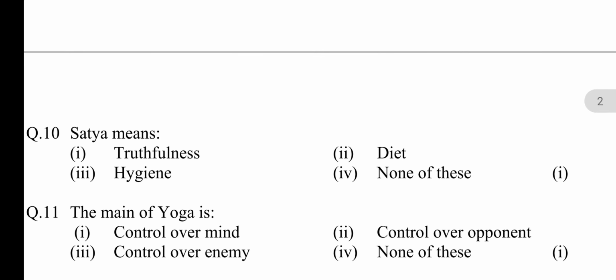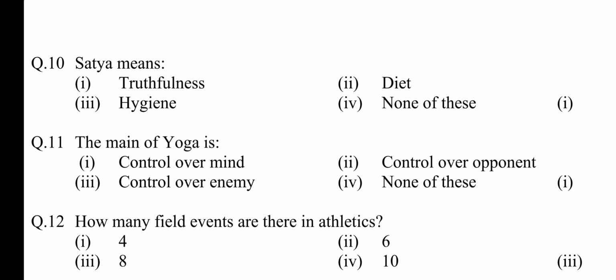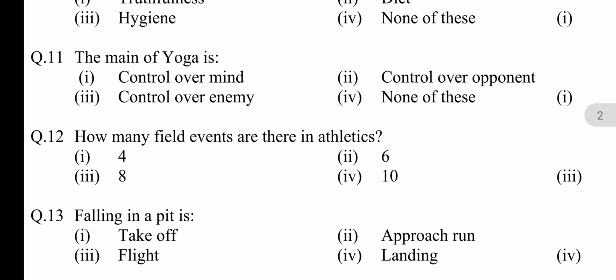Question number 10. Satya means option first, truthfulness. Second, diet. Third, hygiene. Fourth, none of these. Answer is option first, truthfulness. Question number 11. The main aim of yoga is option first, control over mind, second, control over opponent, third, control over enemy, fourth, none of these. Answer is option first, control over mind.